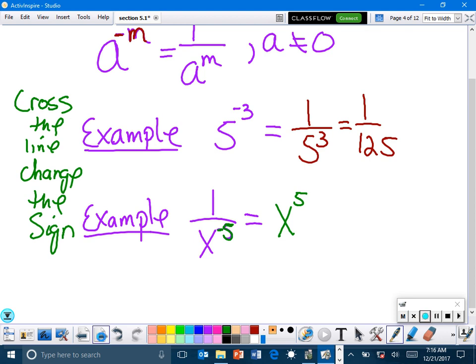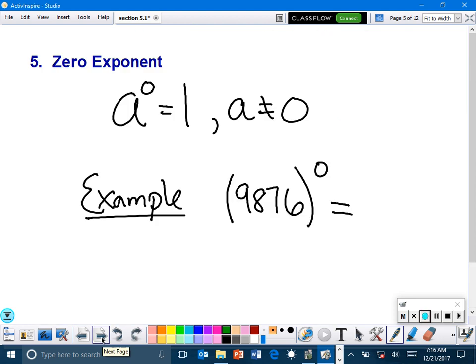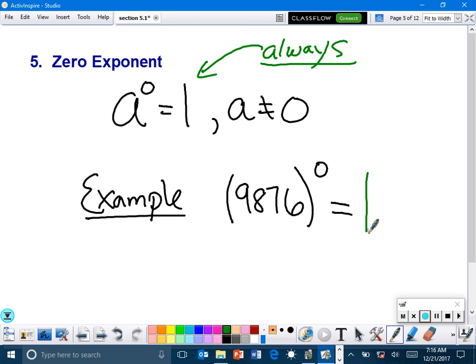Okay, next. This one you should remember. Anything to the 0 power, it's called the 0 exponent. Anything to the 0 power is always 1. So it doesn't matter what it is. 9,876 to the 0 power is 1.